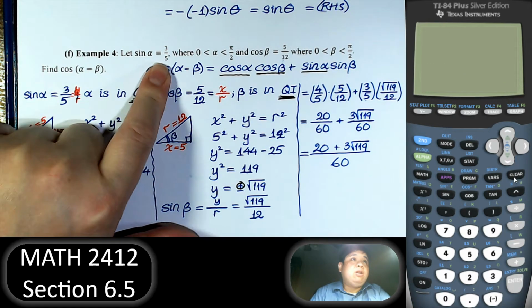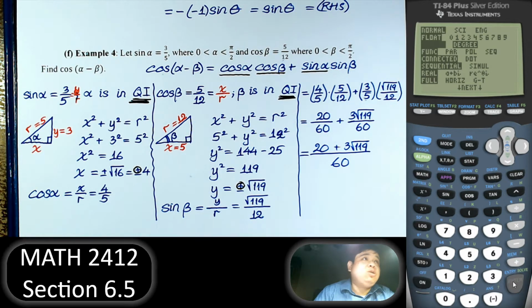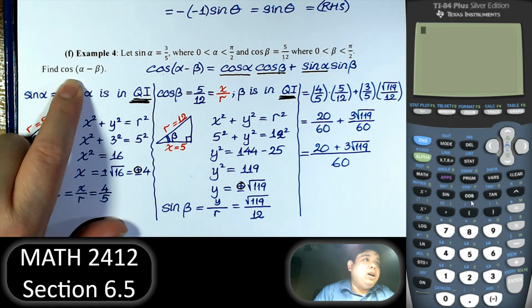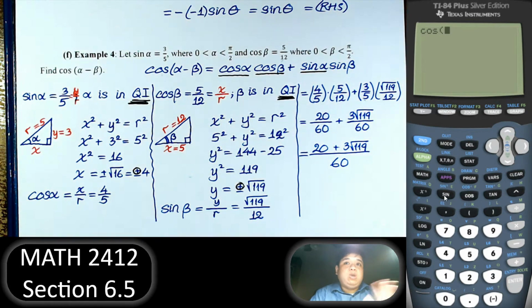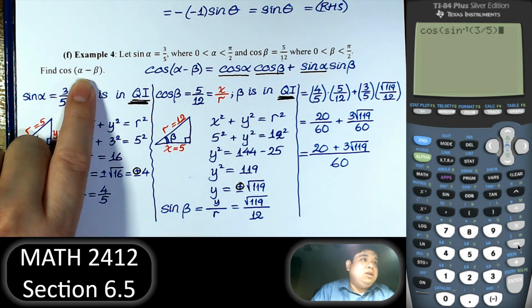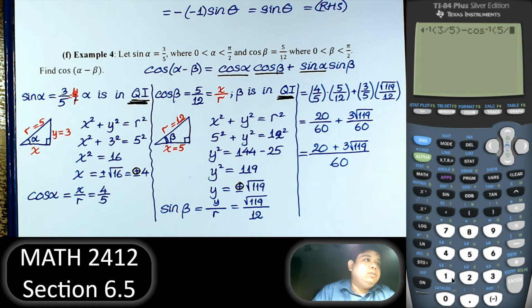We have sine of alpha is 3/5, cosine of beta is 5 over 12. So let's keep things in radian or degree. Actually, this doesn't matter. Because both are in quadrant 1, I don't have to worry about the other values. So I would just say sine inverse of 3/5 and then minus cosine inverse of 5 over 12. So with that, we have 20 plus 3 times square root of 119, divided by 60. Right, so they are the same.